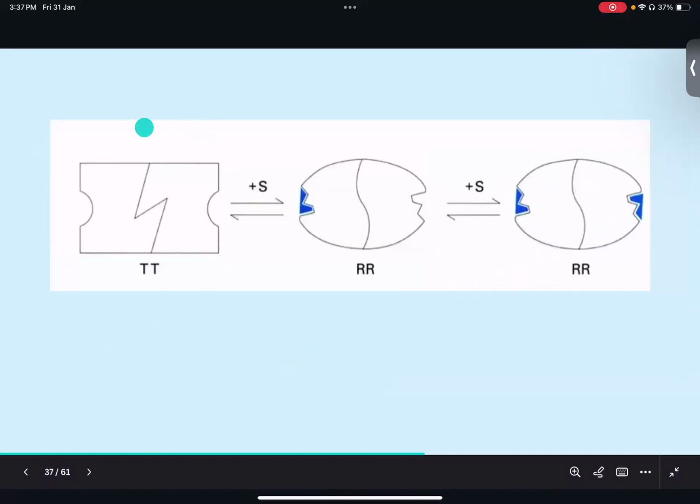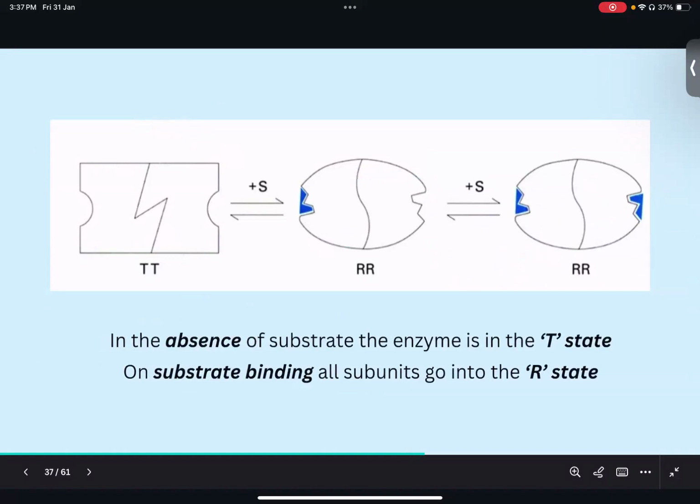So this is the allosteric enzyme, okay? An allosteric enzyme has two states: the T state and the R state. The T state means it's in its inactive state, and the R state means it's in its active state. So when substrate binds to the allosteric enzyme, it will change it from a T state into an R state, which is the active state.